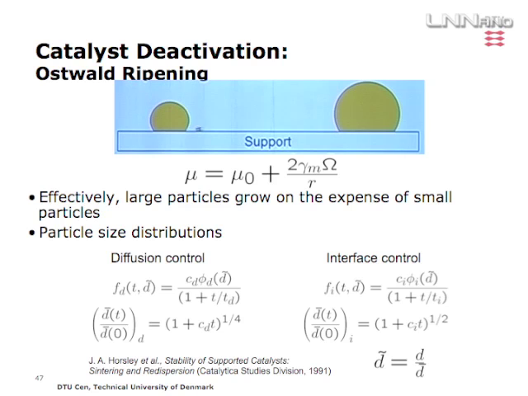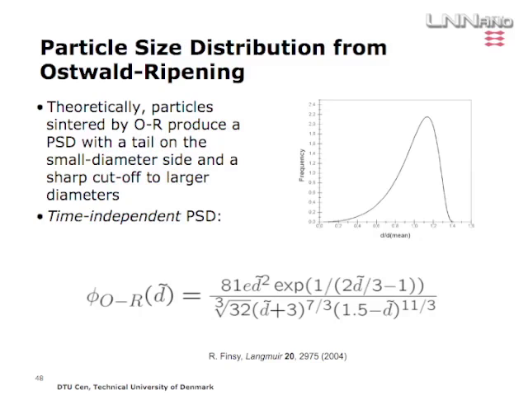I won't bore you with the equations this time around, but if you think about this, the particle size distribution should be a distribution with a tail on the small diameter side, because you can imagine, because some particles always emit material, they always become smaller, you're always going to have small particles.